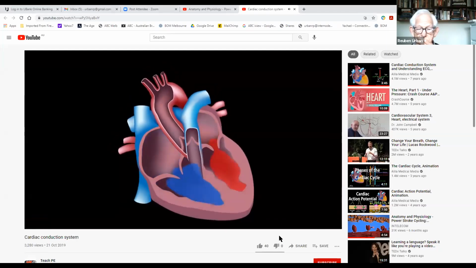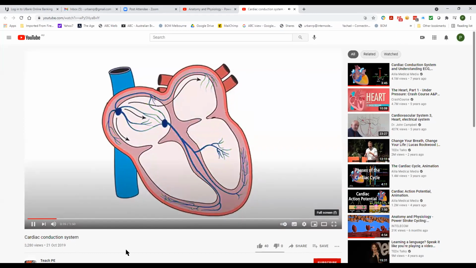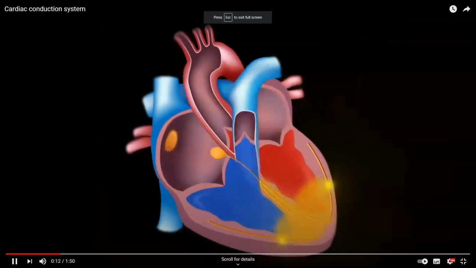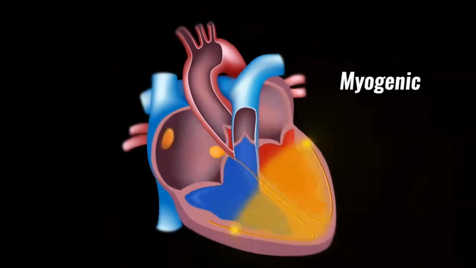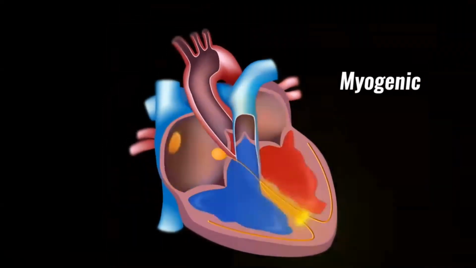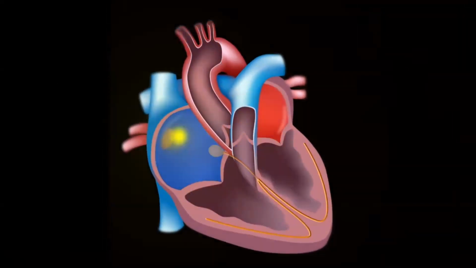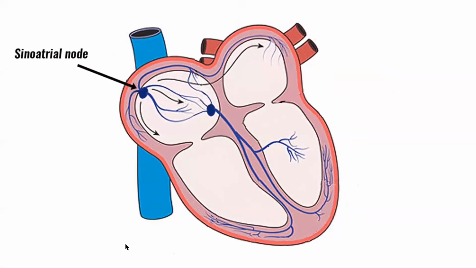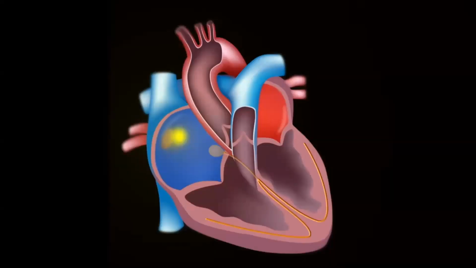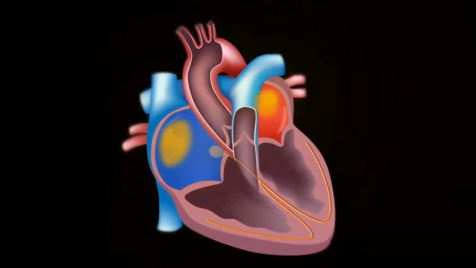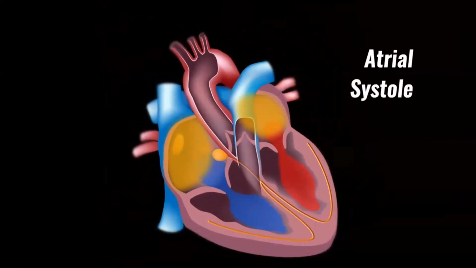The heart is unique in that it never tires and is able to generate its own electrical impulses without the need for stimulation from the central nervous system. The heart is said to be myogenic, meaning it is able to generate its own impulses. These impulses are initiated at the sinoatrial node, or SA node, often referred to as the heart's pacemaker. The SA node is a small mass of specialized muscle tissue found in the right atrial wall. When an electrical impulse is initiated, it sends a wave of excitation through the atria, causing the atria to contract. This is known as atrial systole.